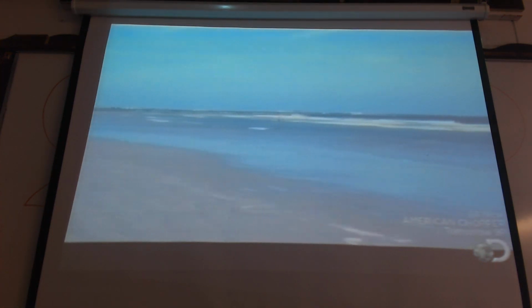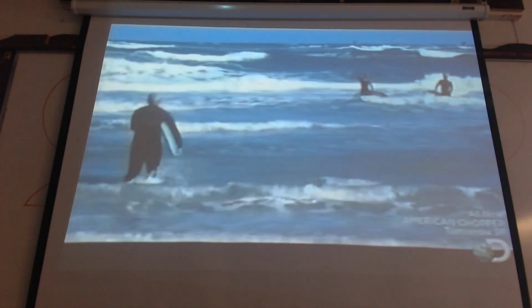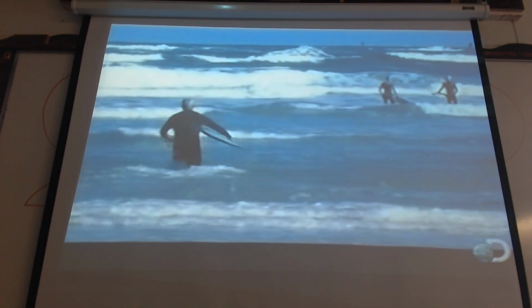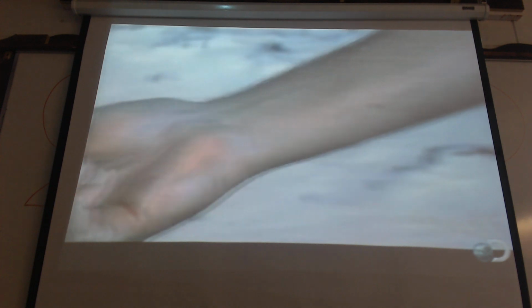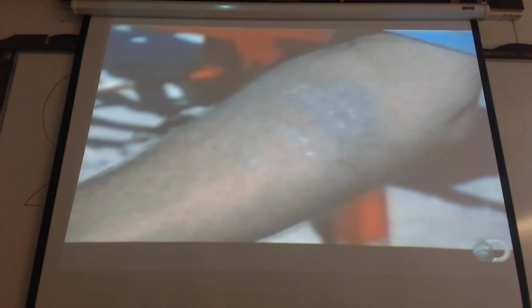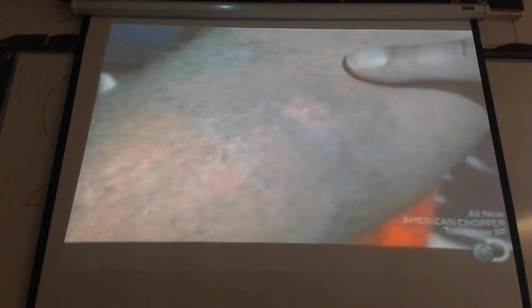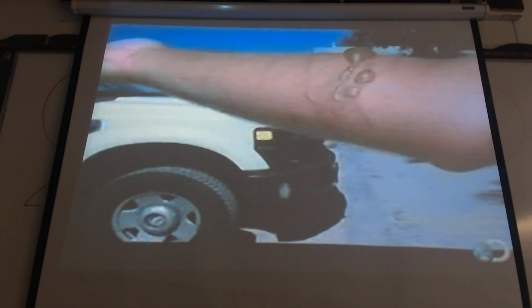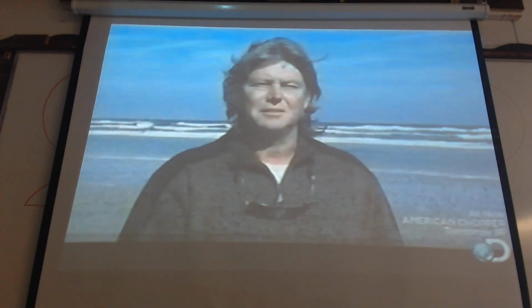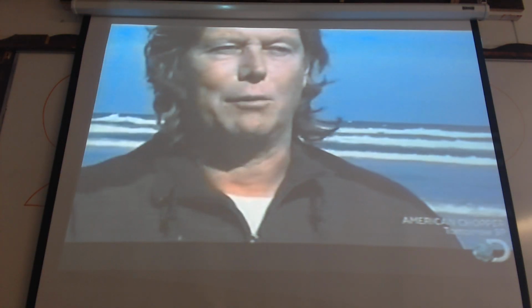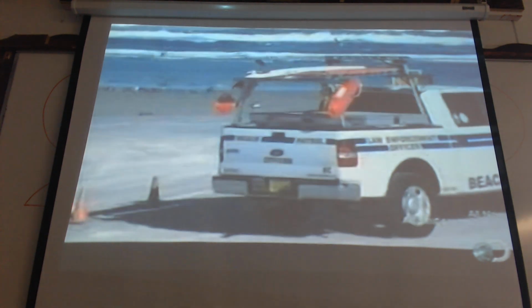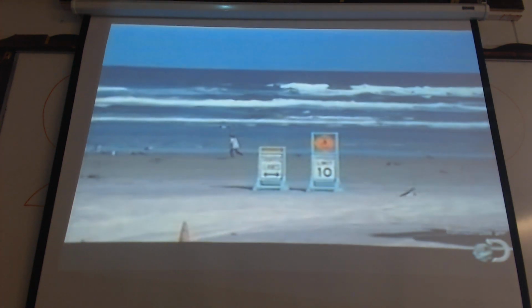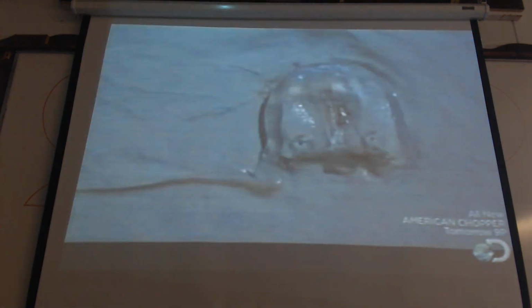New Smyrna Beach, Florida. Dozens of surfers greet the morning waves and get a painful surprise. My whole arm swelled. You can definitely see fluid hanging out of the elbow. And each one of these had blisters on them and raised about that much off the skin. Extreme pain. It's like being shot with a gun, or hit with a blowtorch or something. Their attackers are later identified as box jellyfish.